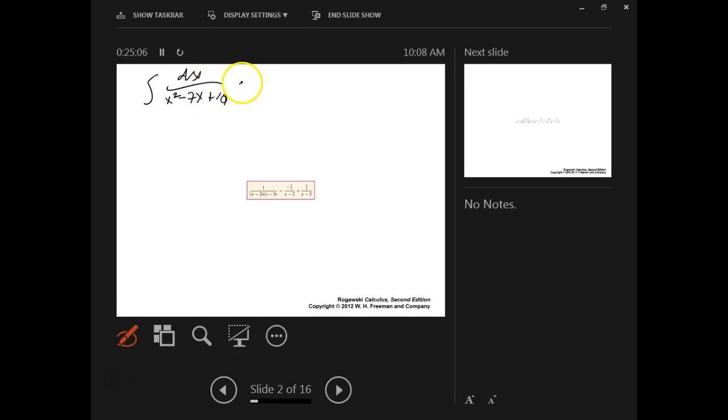Now, what haven't they done for you this time that was so nice to have done the last time? They factored that denominator for you. This time you have to factor it. If it's factorable, is it? How? Is that factorable?